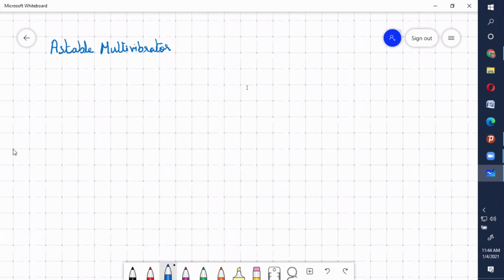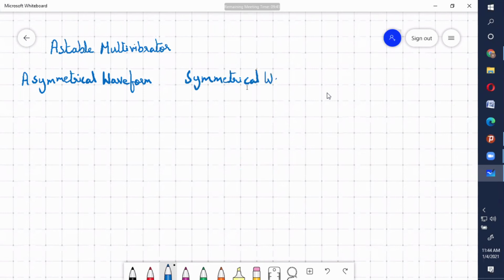Okay, students, in astable multivibrator there are two formulas. One is for the asymmetrical waveform. Asymmetrical means T on and T off are different. The other is called symmetrical, that is, both T on and T off are the same. Is it clear, students?